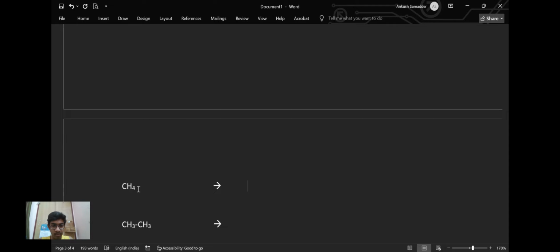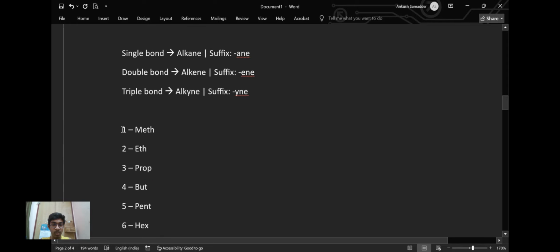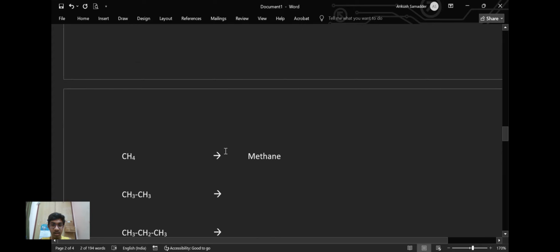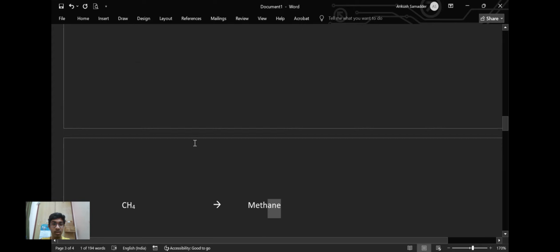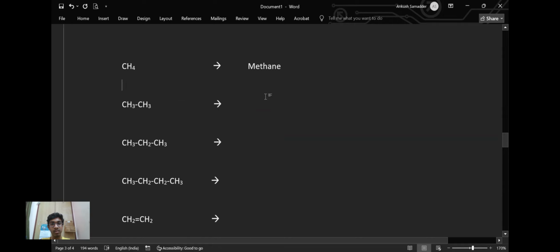here, as there is one carbon, it will be meth. Meth will be there, and as a single bond is there, ane, methane. As there is one carbon, meth will be there, and ane. Ane is there from the single bond that we have learned earlier. From here, single bond is there, suffix ane will be placed. It is actually really simple. You don't have to worry about it. It's a really simple thing.